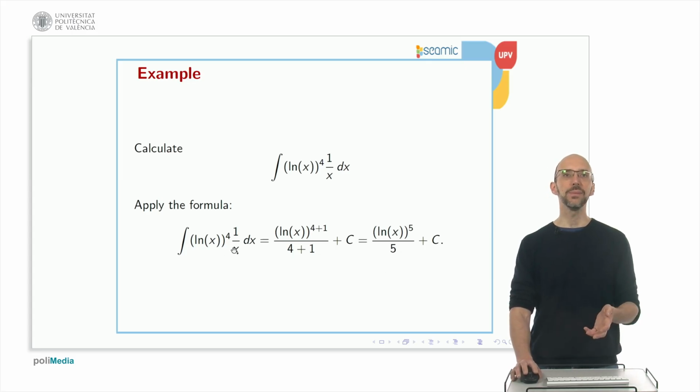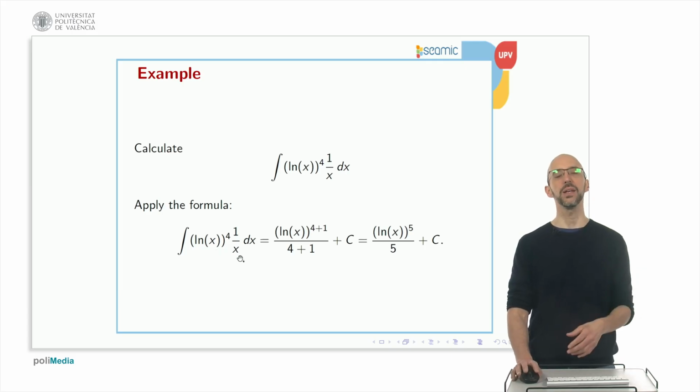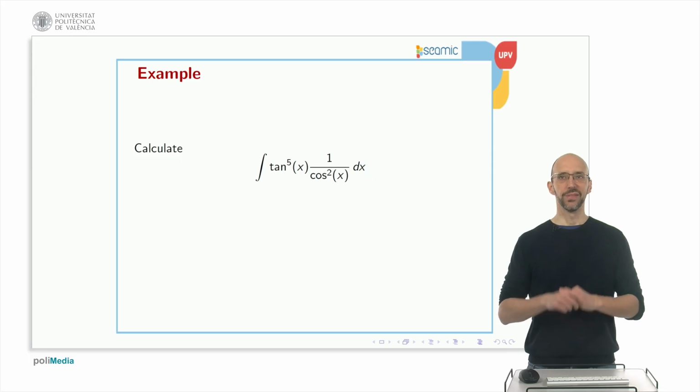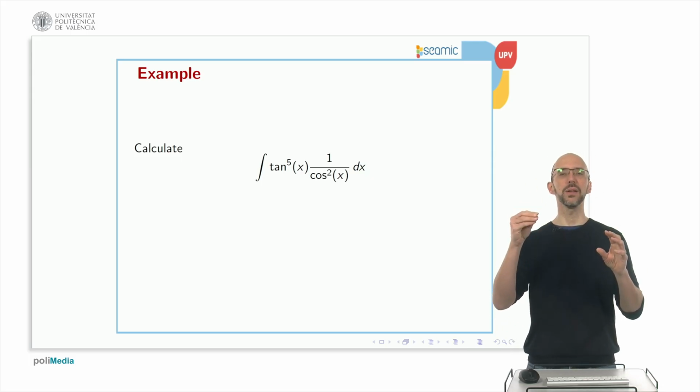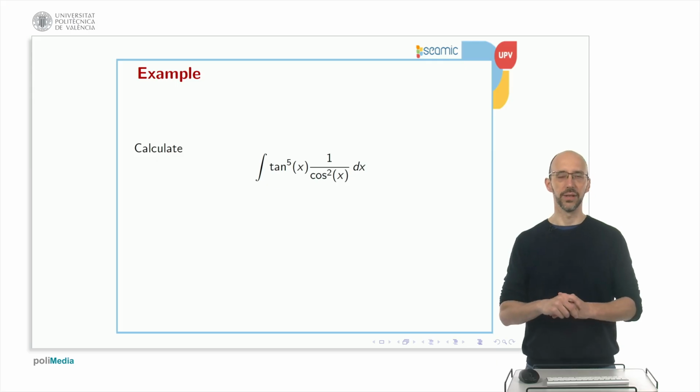I only need that the derivative of the function inside the parentheses appears there. Okay, one more example. This one is a little bit more confusing. Tangent to the 5th power divided by cosine square of x.